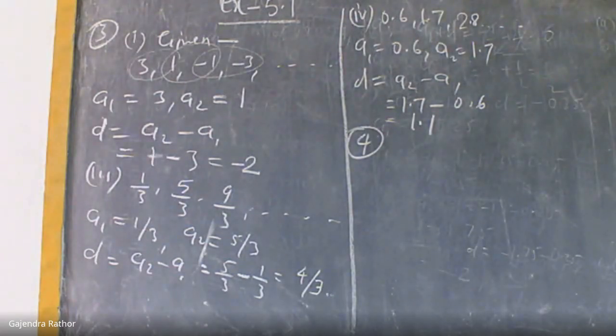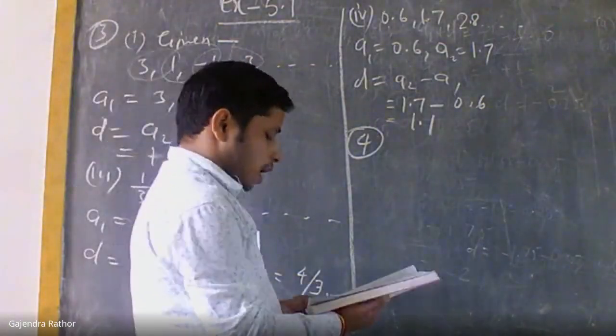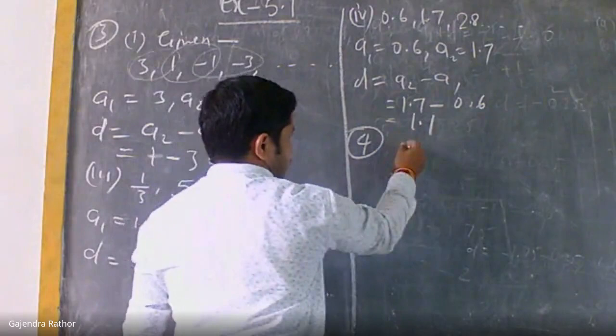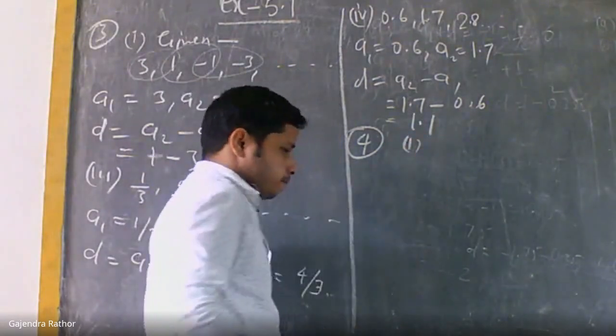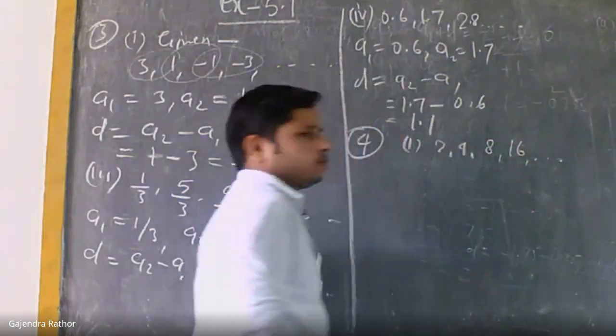Very good. Some students already replied with the answer before starting. Now let's see. First, given 2, 4, 8, and 16.